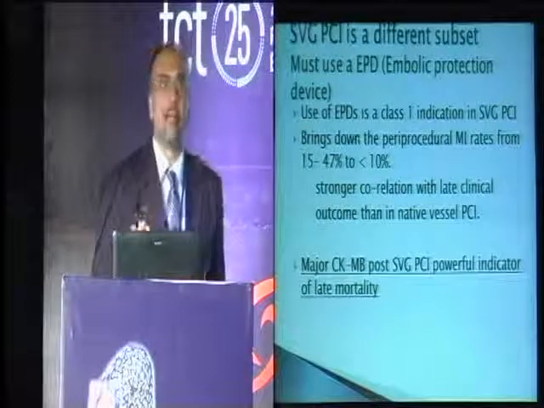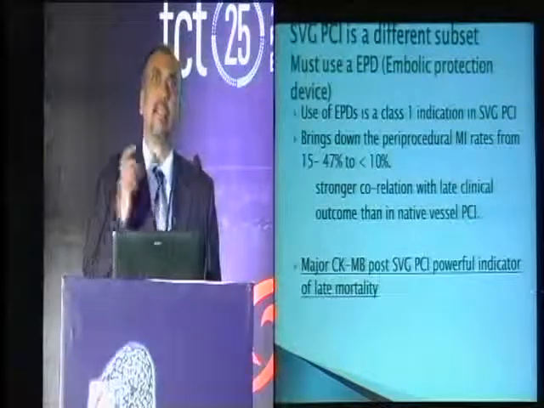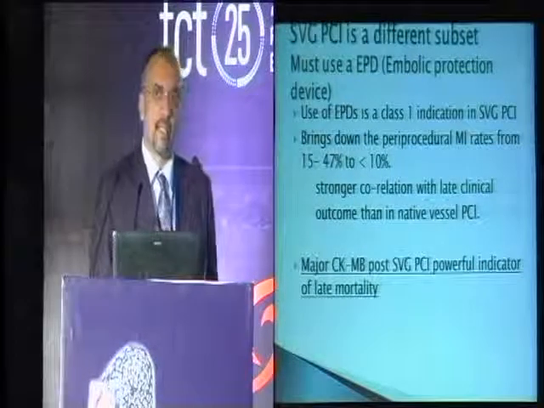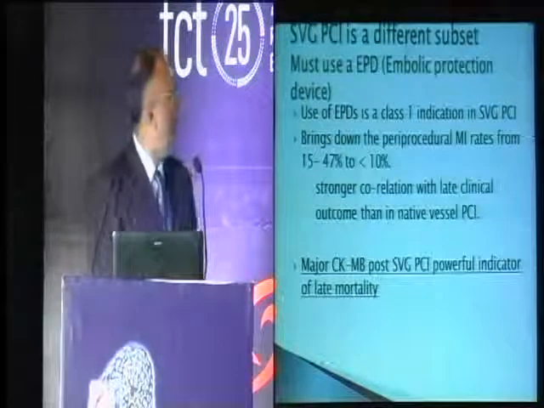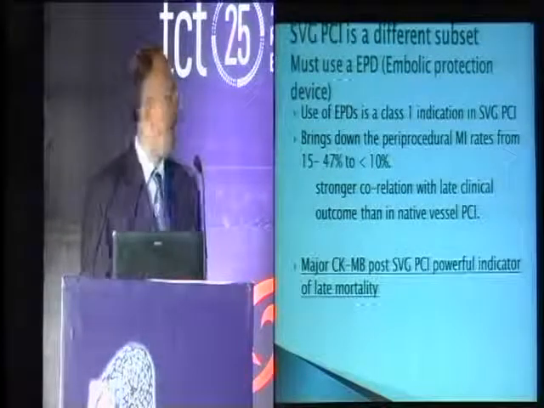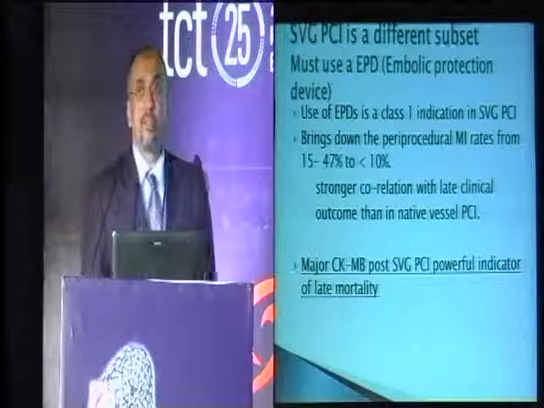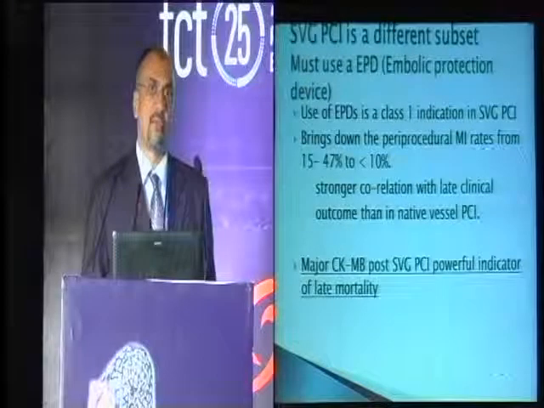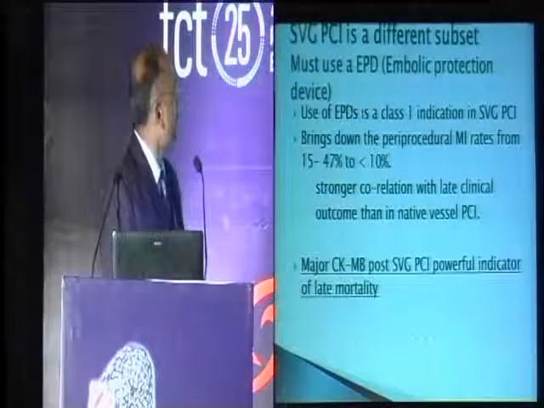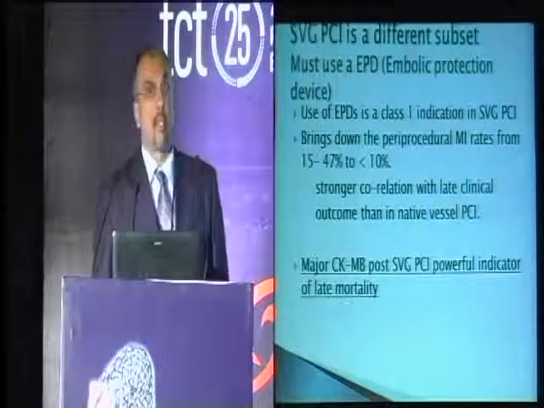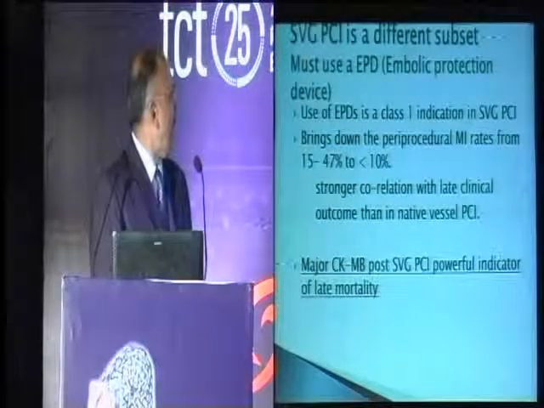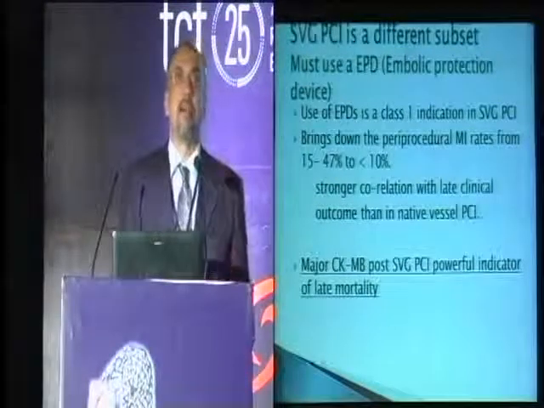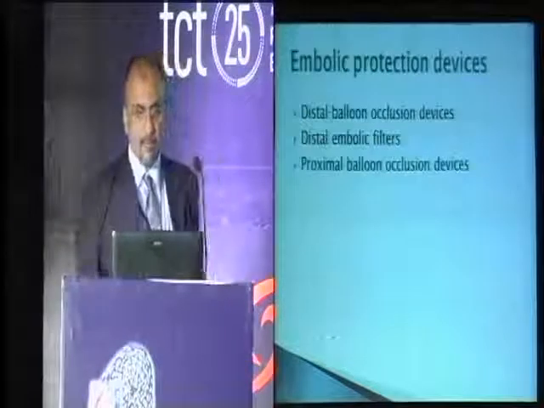What is more important is, compared to a native PCI, suppose you do an LAD diagonal bifurcation, you lose a diagonal and the CK goes up, that does not have a great correlation with mortality. Whereas a similar CK bump following an SVG PCI has a strong correlation to outcome at 30 days and at 1 year. So any CK bump following an SVG graft PCI is of great relevance, and therefore embolic protection devices become more important. This is the most powerful predictor of late mortality.